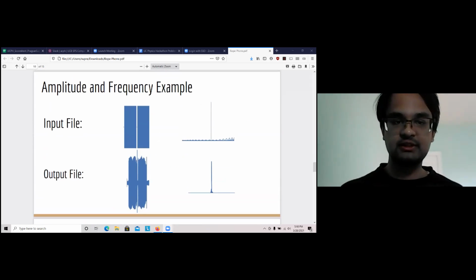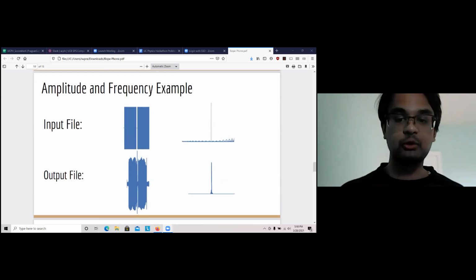So here's an example of when we applied a Fourier transform to the input and output. Here it's very clean, right? Because it's all 441 hertz. Here there's slight deviations from the norm, but for the most part, it's still 441 hertz.